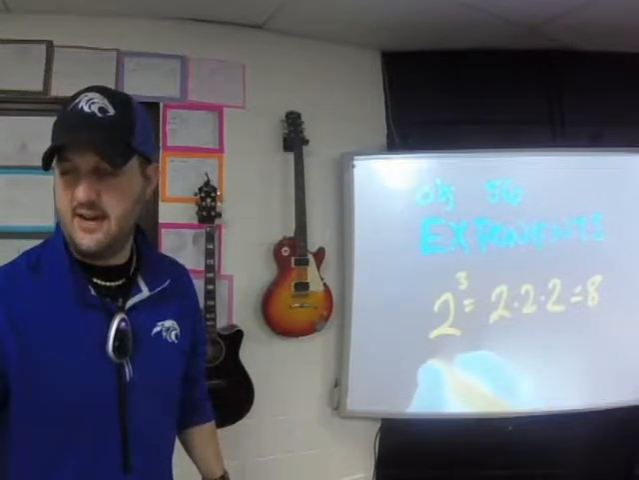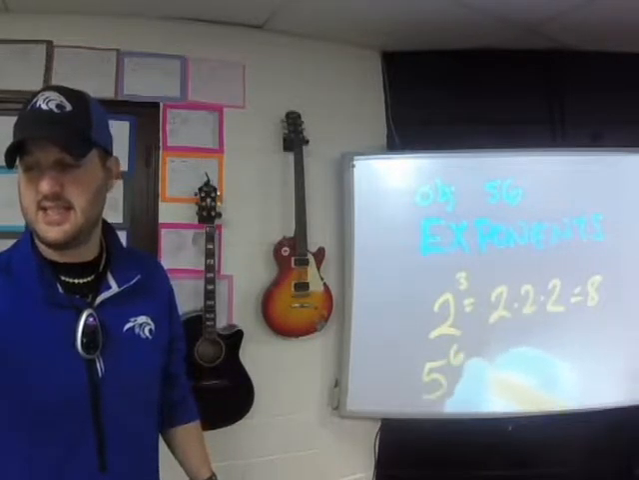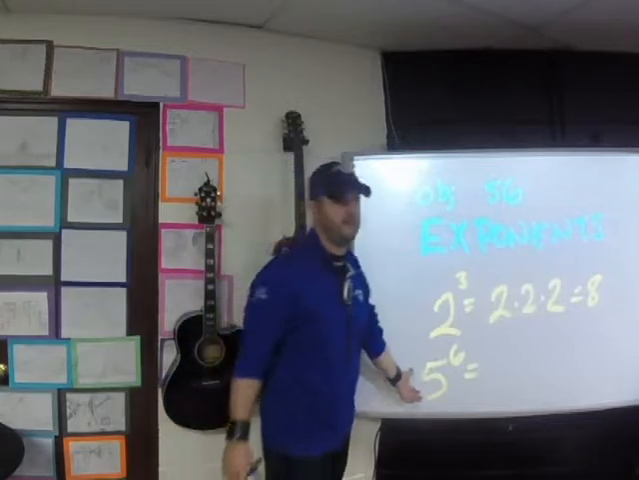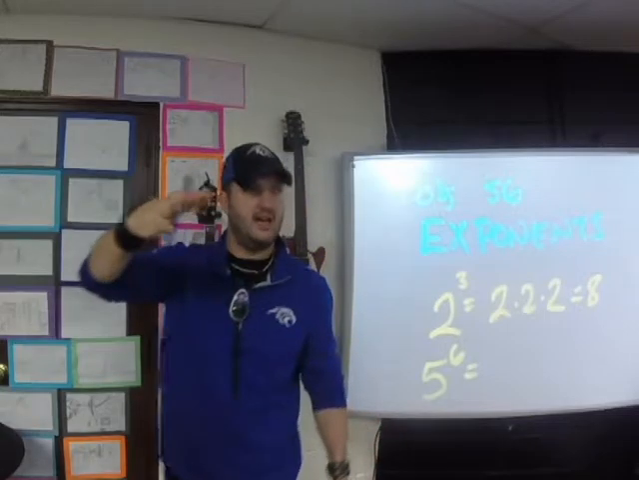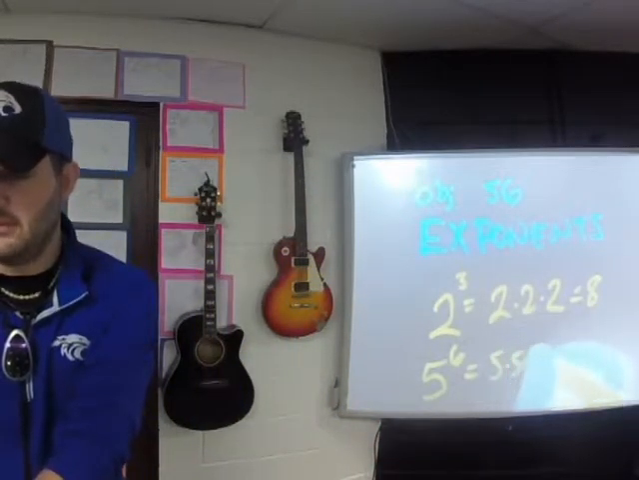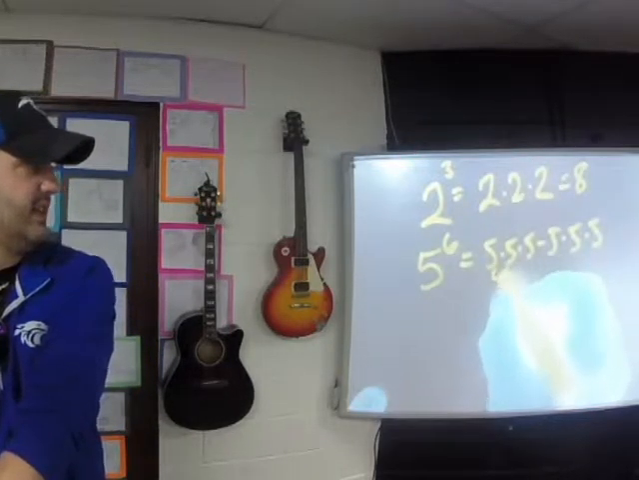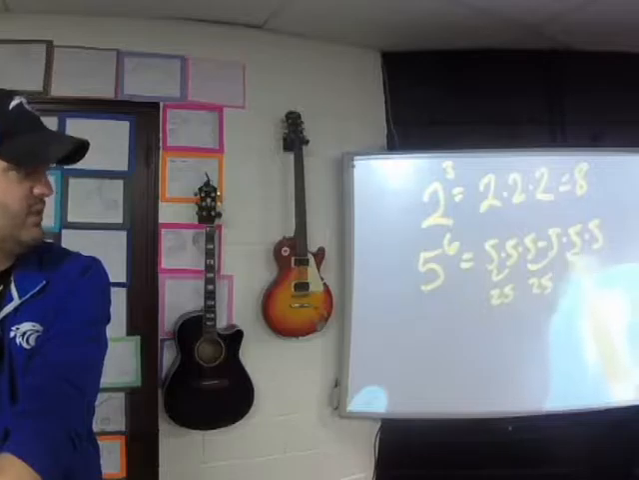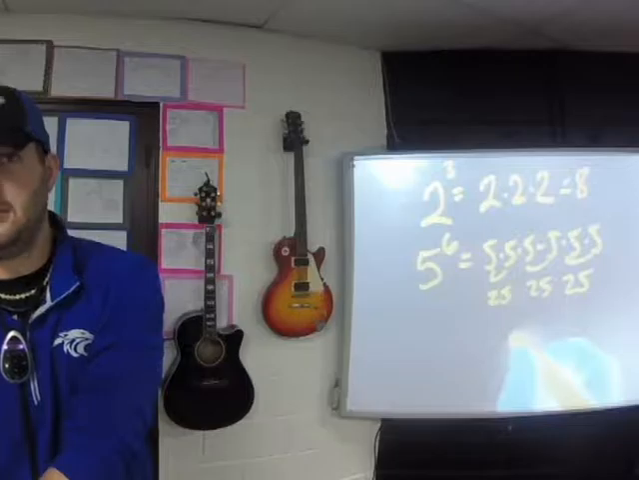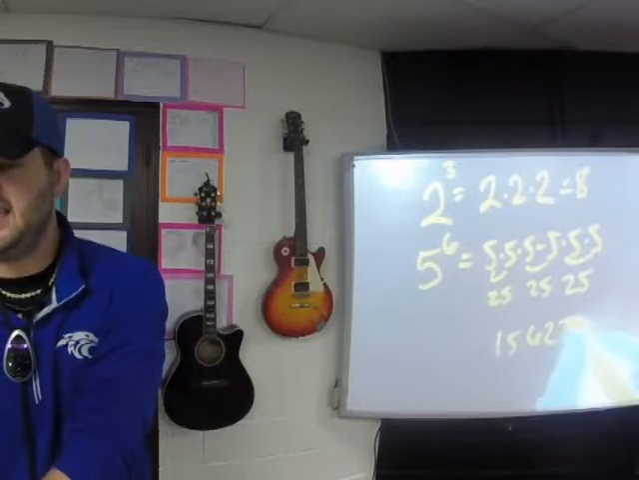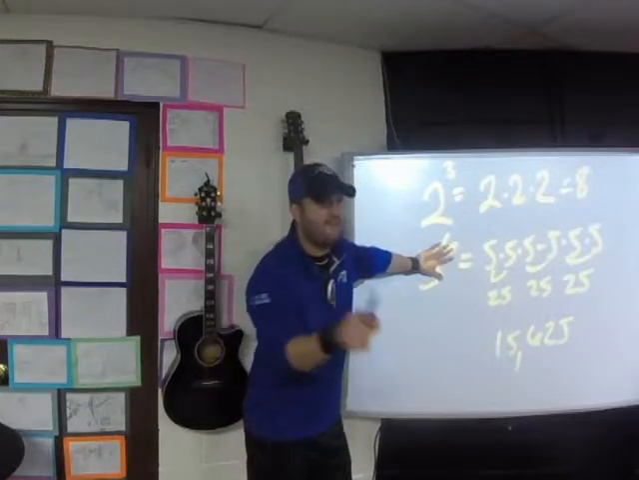Let's say I did 5 to the 6th. 5 to the 6th means what? 5 times 5 times 5. It's going to be huge, because that's like 25 and then another 25 times 25. It's huge. It's 625... It's 15,625. And imagine if I added 5 to the 7th, that would be another 5.